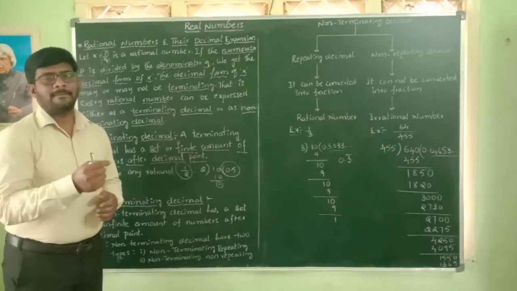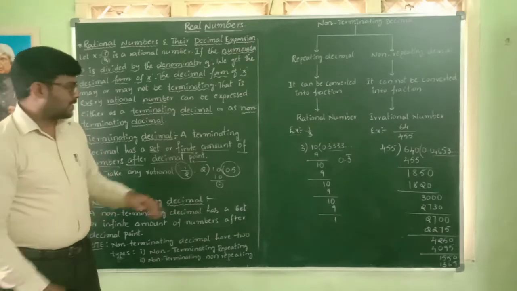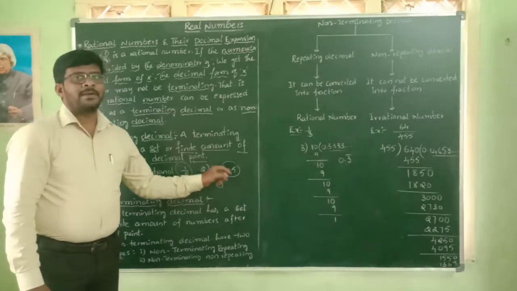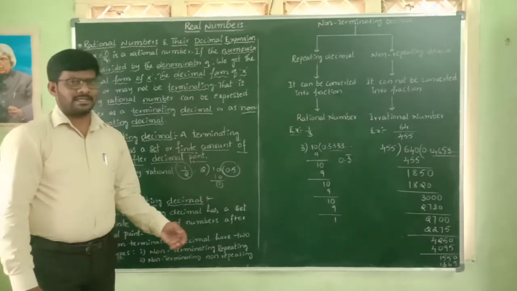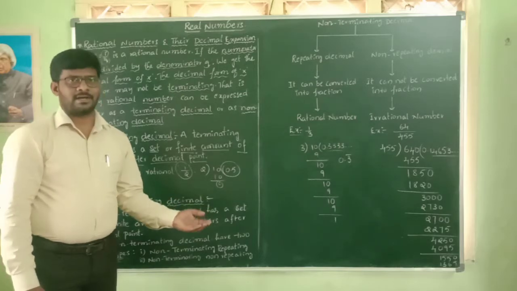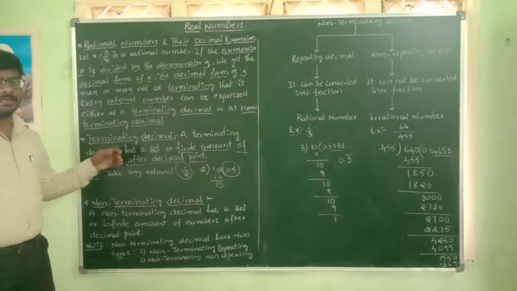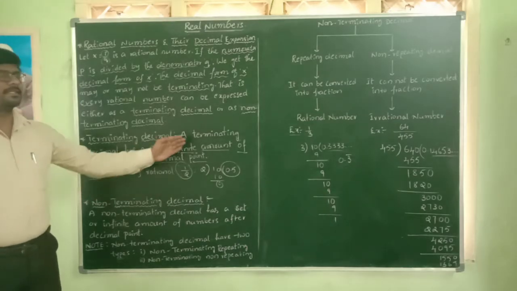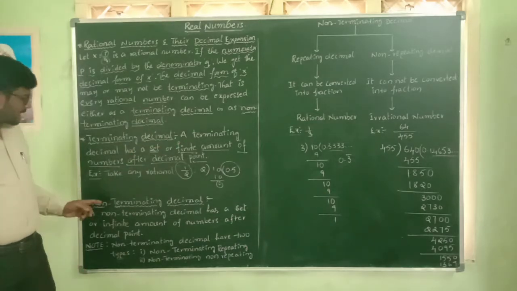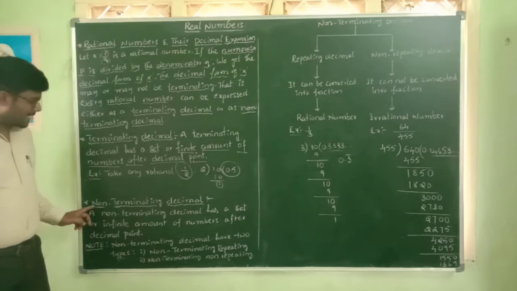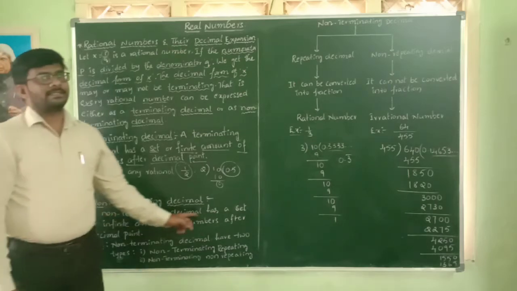In Telugu we say పరిమితమైన, limited. Here, after the decimal point we have only one digit. One digit, three digits or four digits after the decimal point, and then it ends, means the number is said to be a terminating decimal. Next concept, children: non-terminating decimal.